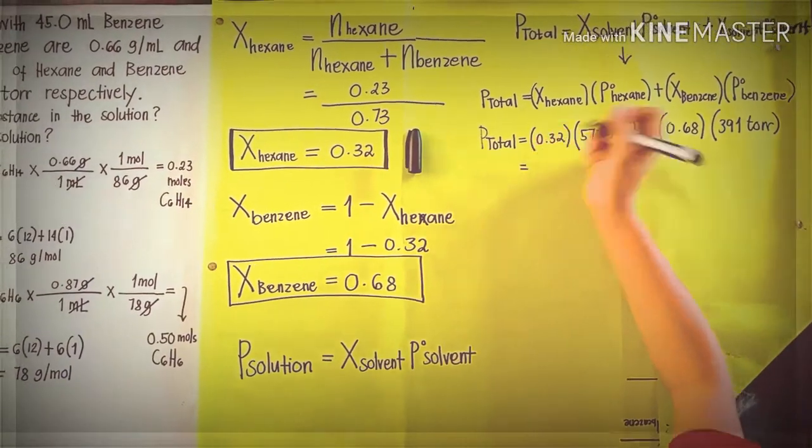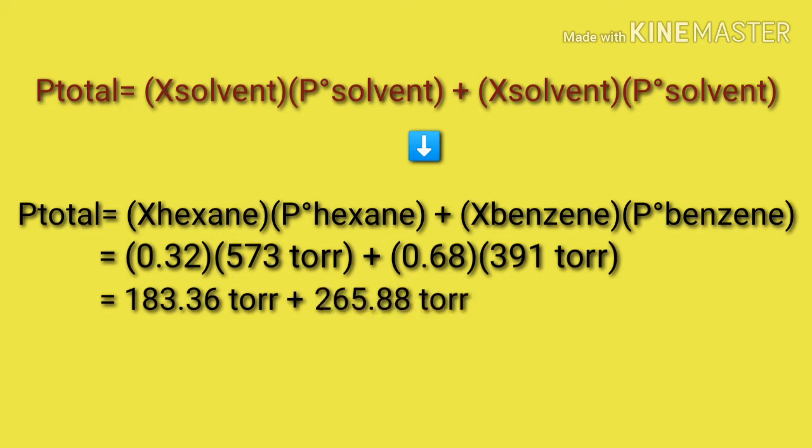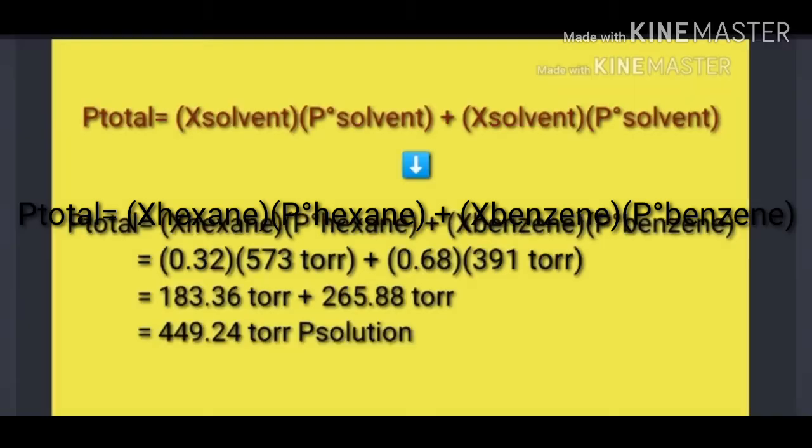So we're going to have 0.32 multiplied by 573 torr, which results in 183.36, plus 0.68 multiplied by 391 torr, which results in 265.88 torr. So next, we're going to add up these two values, 183.36 torr and 265.88 torr. So that's going to be 449.24 torr vapor pressure of the solution.